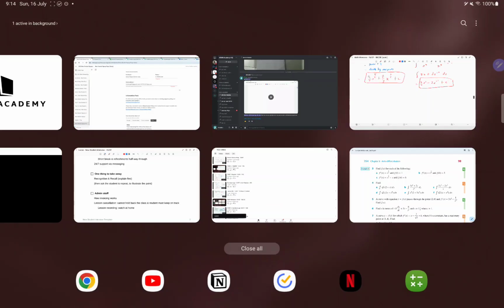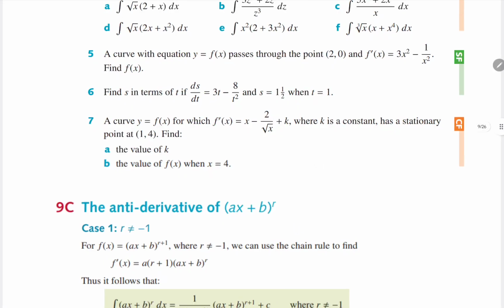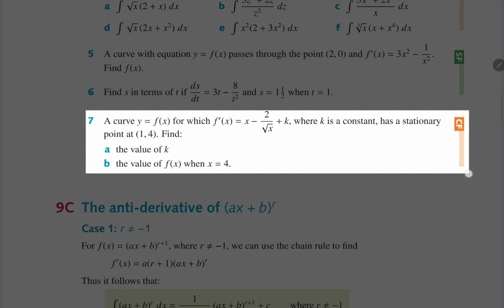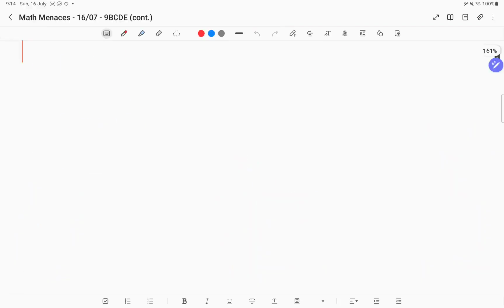Next is question 7. Now, this question 7 is one of those where you need to combine a bunch of concepts in order to do this one question here. That's why it's a complex familiar one.